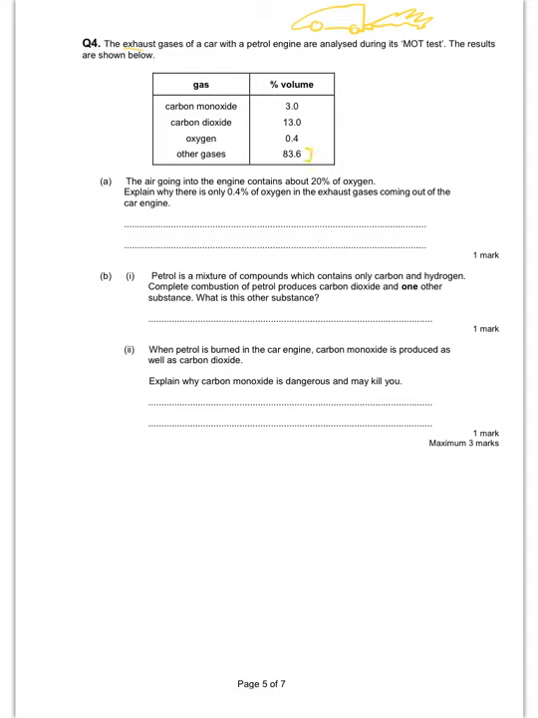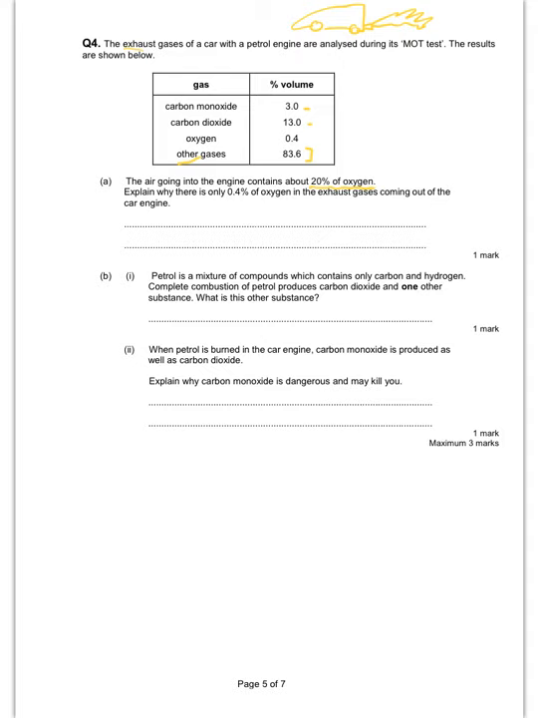So most of it is just other, and we don't know what that means. Carbon dioxide is the highest one that's named at 13%. Carbon monoxide that I've just mentioned is 3%, and oxygen is the smallest percentage at 0.4%. The air going into the engine contains 20% oxygen. Explain why there is only 0.4% of oxygen in the exhaust gases coming out of the engine.